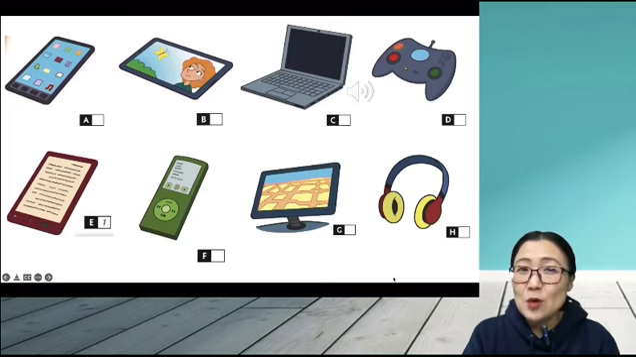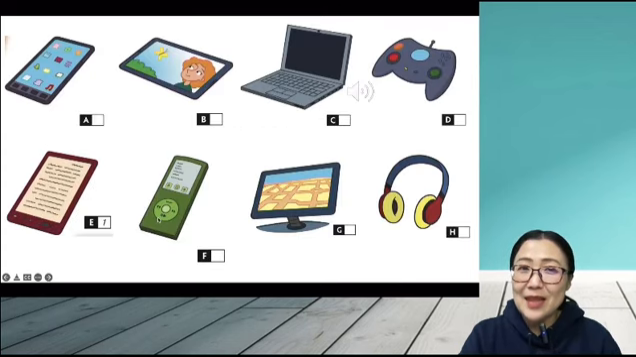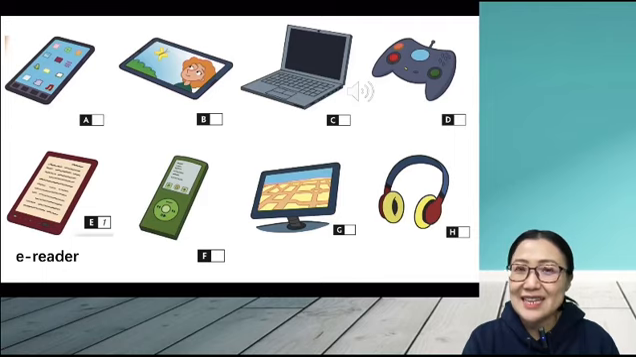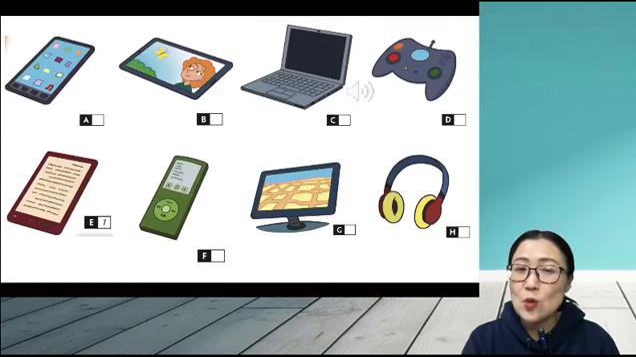Let's see. So number 1 is E, right? So e-reader is picture E. Let's see, what is E? So we can say that is an e-reader, right? And which one is number 2? Let's see, games console, right? So which one is games console? That's right, so it's picture D, right? It's picture D, games console.